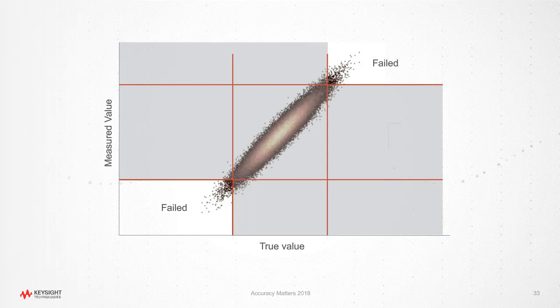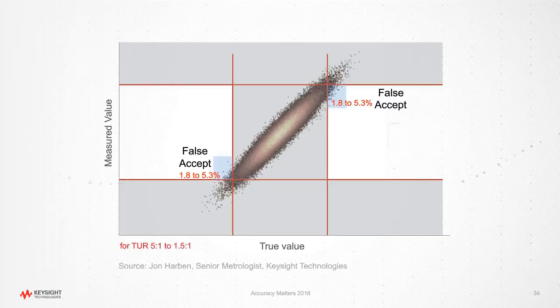But as I told you before, these ones over here in the quadrant that you see now, each of these trials represents a false accept, because we measured it to pass, but it wasn't good. And what I can tell you is, if you solve some of those equations, if you have a test uncertainty ratio of 5 to 1, which is normally pretty good, this will be as small as 1.8%. But if you go down as low and pretty bad as 1.5 to 1, it'll jump up to as high as 5.3%.